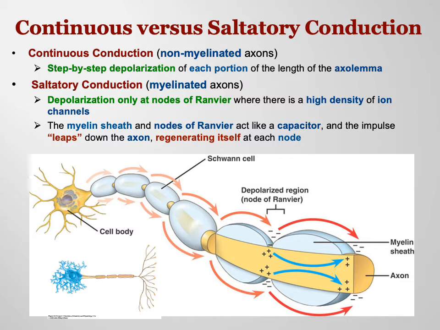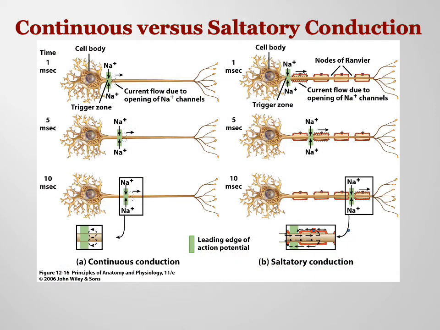On a myelinated axon, instead of the action potential regenerating itself at each little point along the axonal membrane, it only has to regenerate itself at the nodes of Ranvier, so it can literally leap down the axon, and that means it goes much, much faster. So take a look here. Here's an example. On the left, we have continuous conduction, that's on a non-myelinated axon. Then on the right, we have saltatory conduction on a myelinated axon, okay?